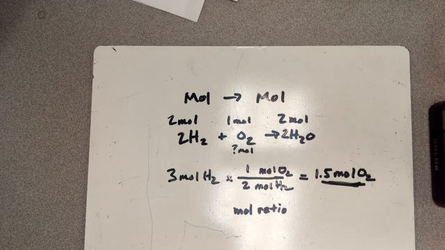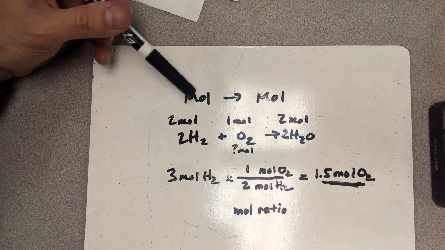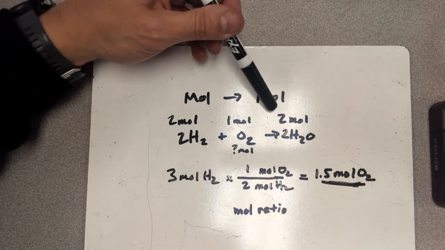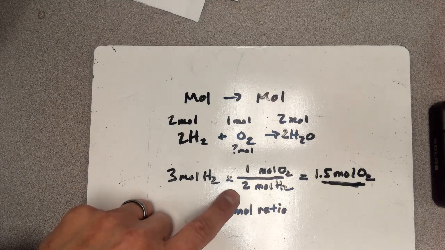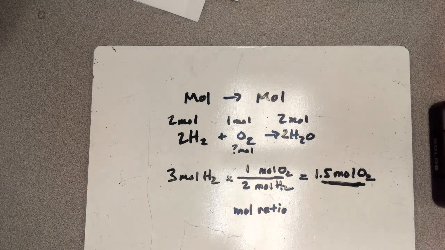Number 1, balance the equation. 2, look at your ratios. And then 3, you set up your problem. Whatever you start with goes on the bottom. Whatever you're trying to solve for goes on top.